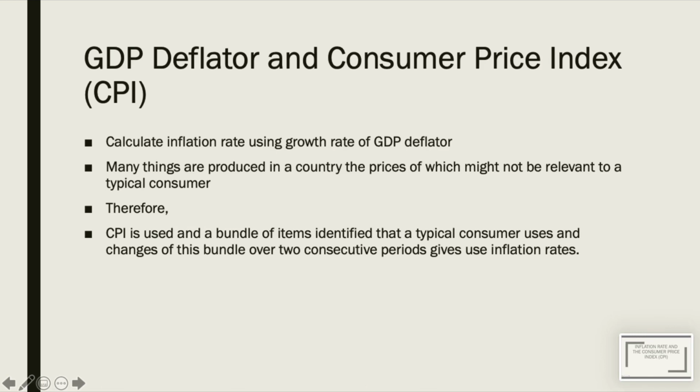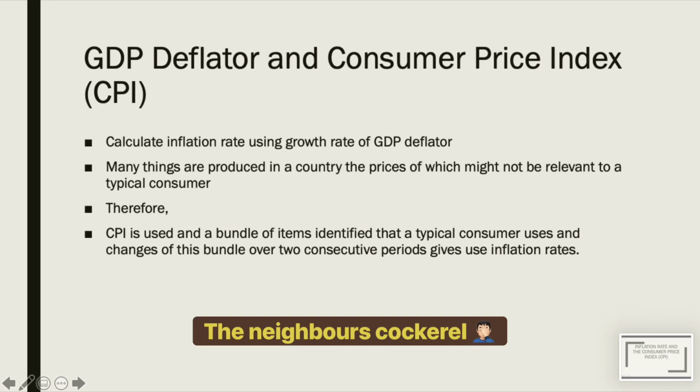So in the previous video, we calculated inflation rate using the GDP deflator method. The problem with this method was that this inflation rate was telling you an increase or decrease in price levels of everything that is produced in the economy. Now, there are many things in the economy that are produced and might not be relevant for a typical consumer of the country. Therefore, we need to come up with a measure that tells us whether the things that a typical consumer uses have become more expensive or not over time. And for that, we use the consumer price index.